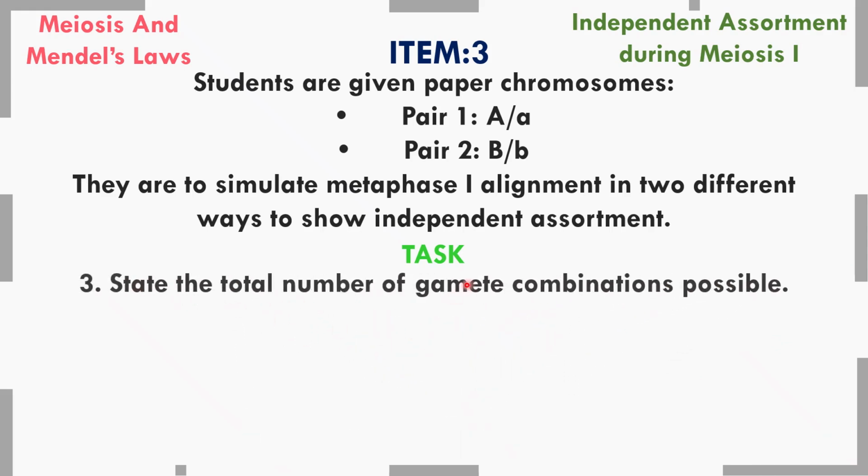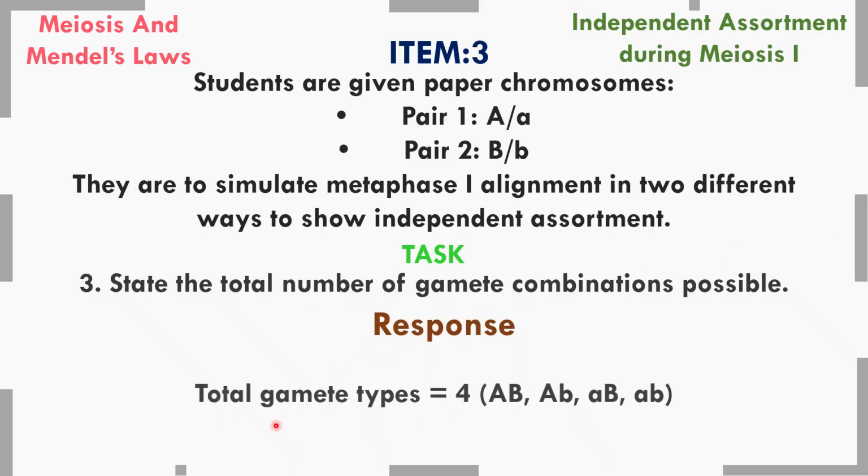State the total number of gamete combinations possible. Total gamete types are 4: capital A capital B, capital A small b, small a capital B, and small a small b.